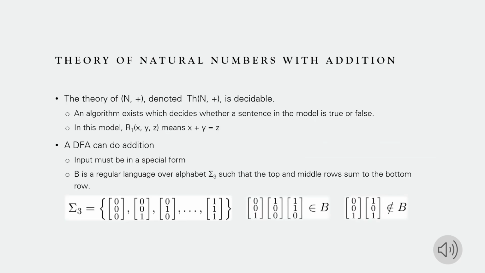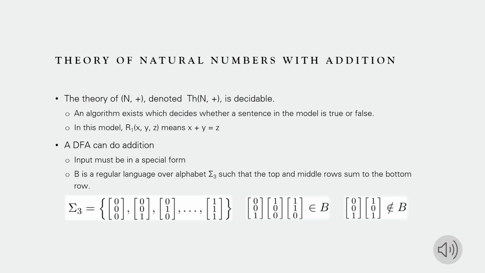Now we're going to talk about the theory of natural numbers with addition. The theory of N plus is decidable. There is an algorithm which will decide if a sentence in the model is true or false. So in this model, R1 of xyz means x plus y is equal to z. There is a deterministic finite automaton that can also do addition.